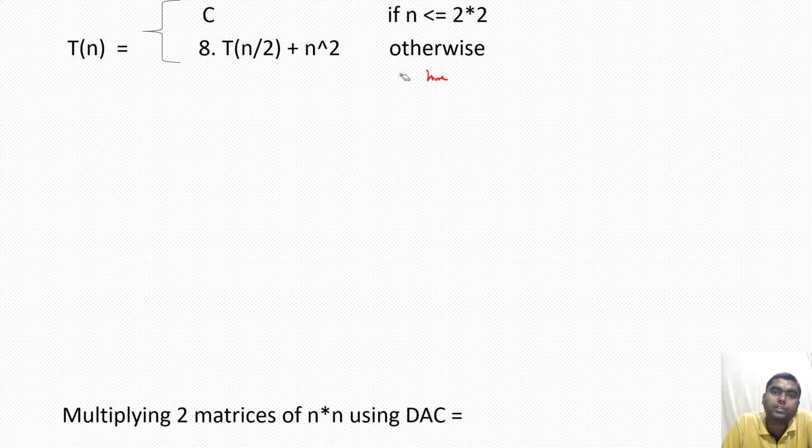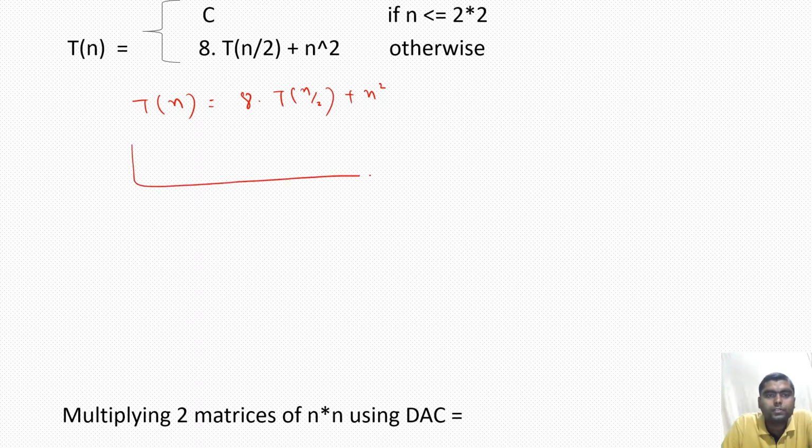Okay, so this is the case. Now solve this recurrence relation using master's method. You can solve using any method. So T(n) = 8T(n/2) + n². So what is master's method over here?